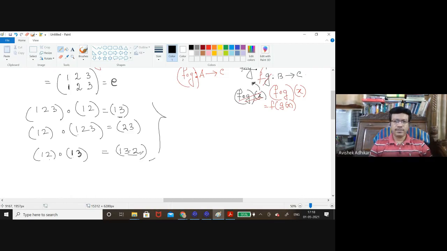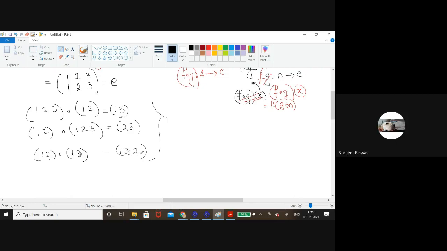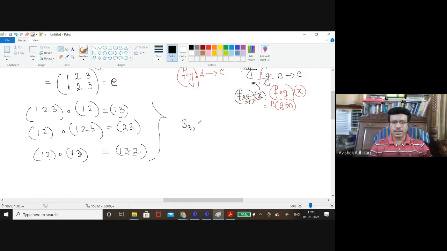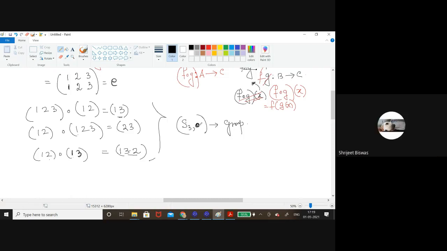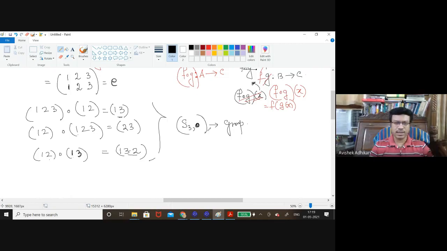Is it clear? Yes, sir. Okay. So now it can be shown very easily that with respect to this composition, it forms a group. So it satisfies all the properties. If you make a composition of any two elements, then it should be within S3. It is associative. What would be the identity element of this? Can anybody tell me? 1, 2, 3, 1, 2, 3. Yes, exactly. And you can check that here.